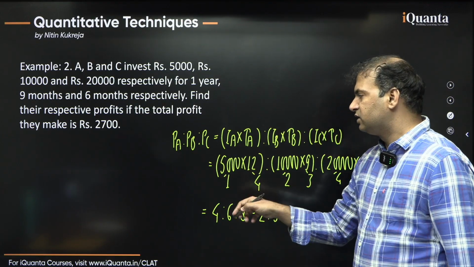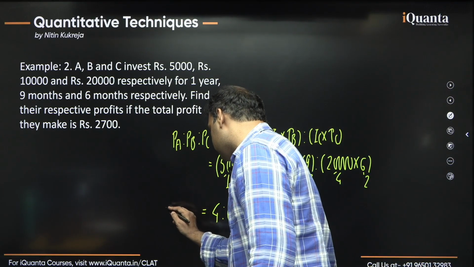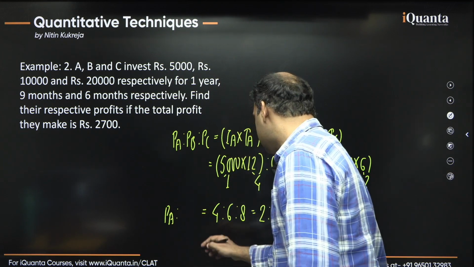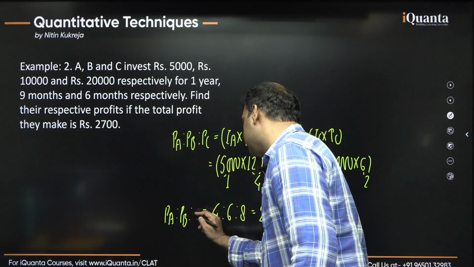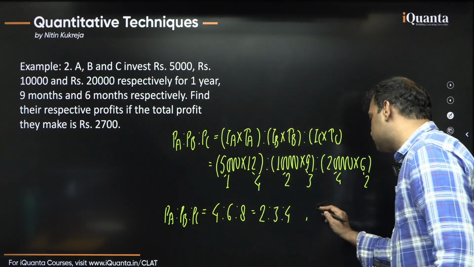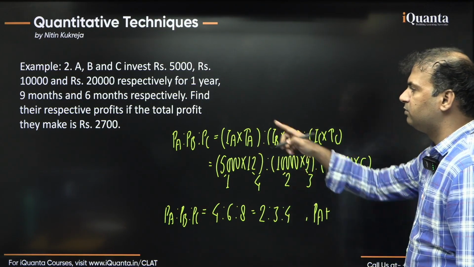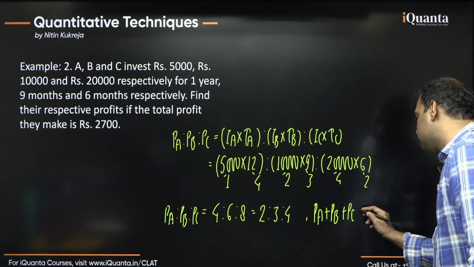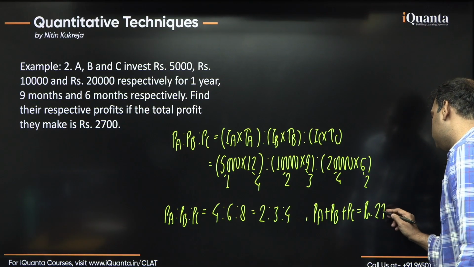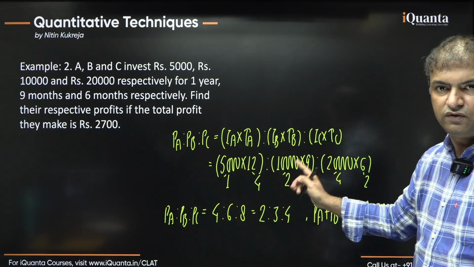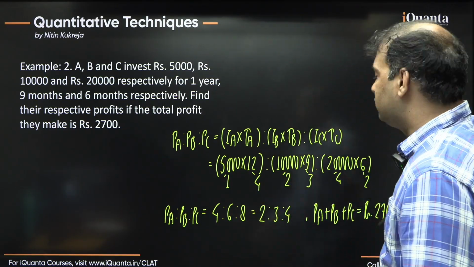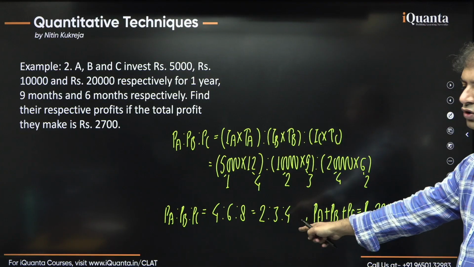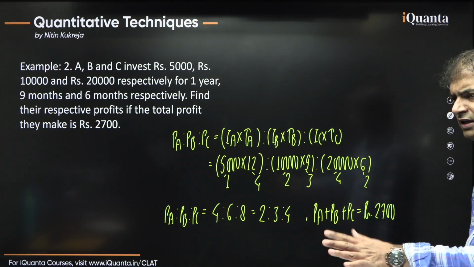All right guys, so this we shall say is the ratio of the profits of them, which is 2 is to 3 is to 4. And the second thing is the sum of their profits, which is given to us as rupees 2,700. So the total profit is 2,700, which we have to distribute among the 3 people in the ratio of 2 is to 3 is to 4. Simple. So the last job is to distribute 2,700 in the ratio of 2 is to 3 is to 4, which is an easy thing to do, right?